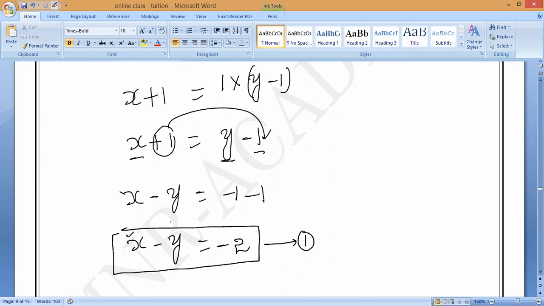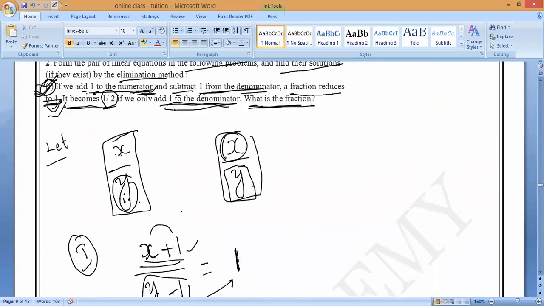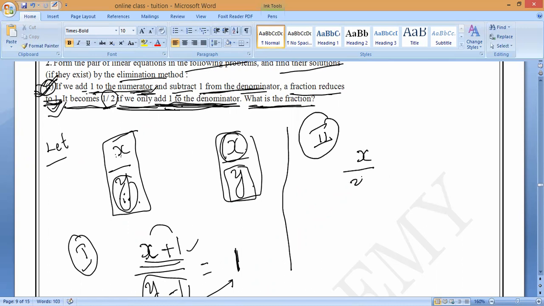Here x is our numerator, y is our denominator. Next, second condition. Read the second condition. If we only add 1 to the denominator, what is our fraction? X by y, correct? 1 is added to the denominator, so it is y plus 1. Then the fraction becomes 1 by 2.